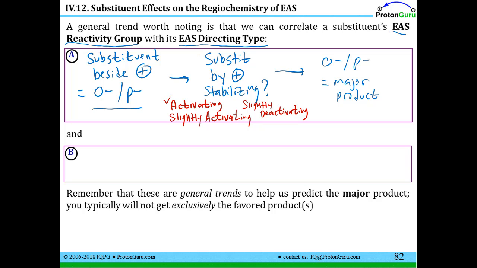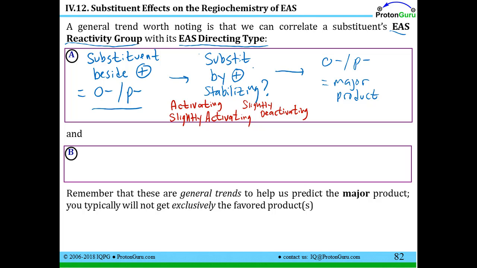The activating groups are the resonance donors, so they will be able to help stabilize the carbocation if they can be beside the carbocation, which happens when you have the ortho and para substitution. A slightly activating group are the hydrocarbons, like alkyl groups. An alkyl group being beside a positive charge is very stabilizing.